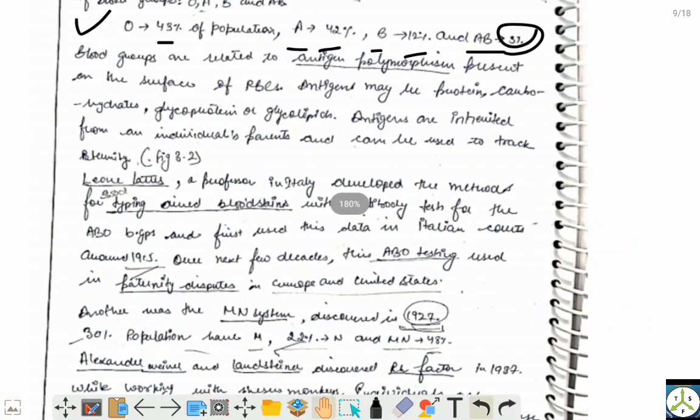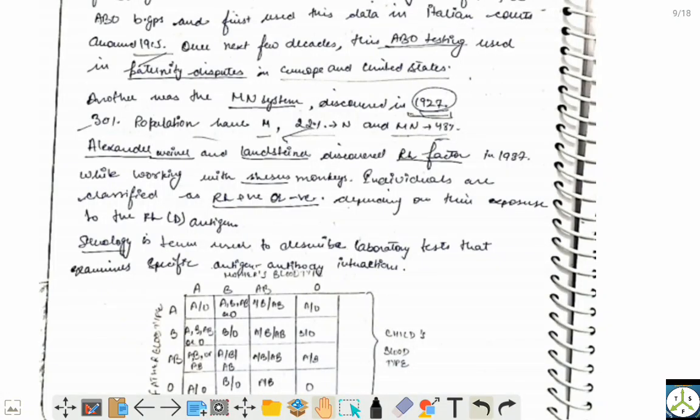After that, Leone Lattes was the first scientist who described blood typing from dried blood stains, with an antibody test for the ABO blood groups, and first used this in an Italian court around 1915. After that, ABO testing was used in paternity disputes in Europe and the United States. After ABO, another blood group system, the MN system, was discovered in 1927.